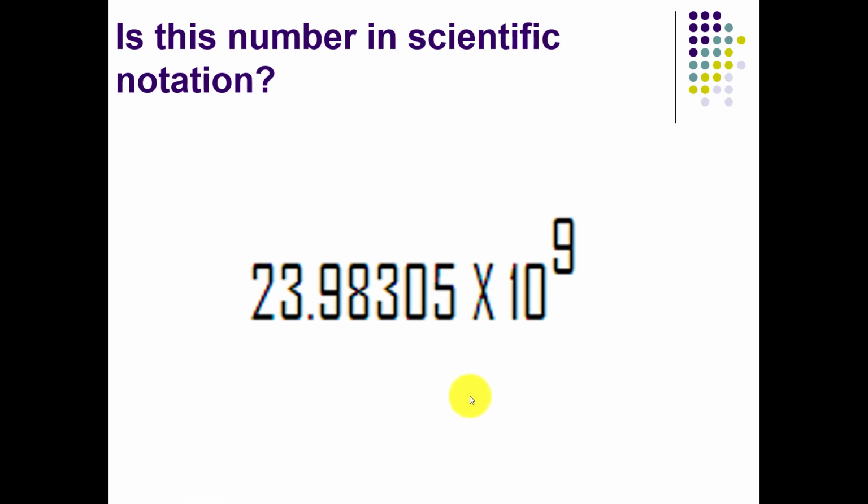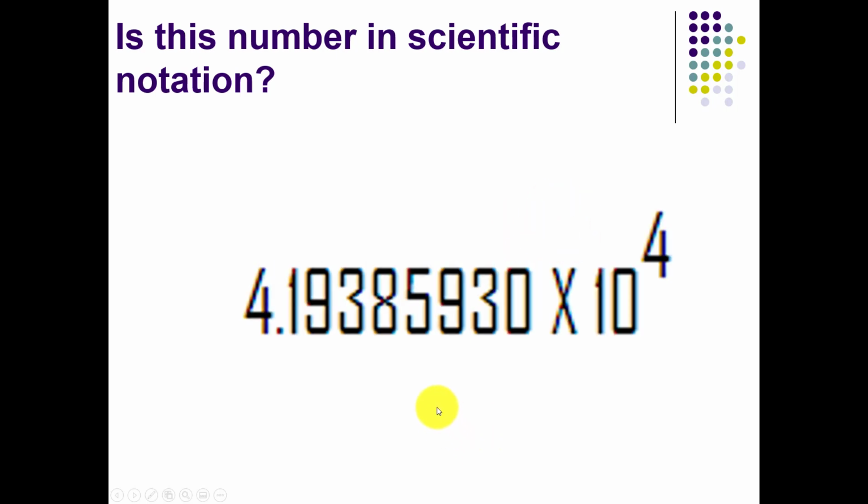Is this a number in scientific notation? And the answer is no. This is 23.98305. This 23 is not a number between 1 and 10. 23 is greater than 10. So you would have to move the decimal over one space, making it 2.398305 times 10 to the 10th.